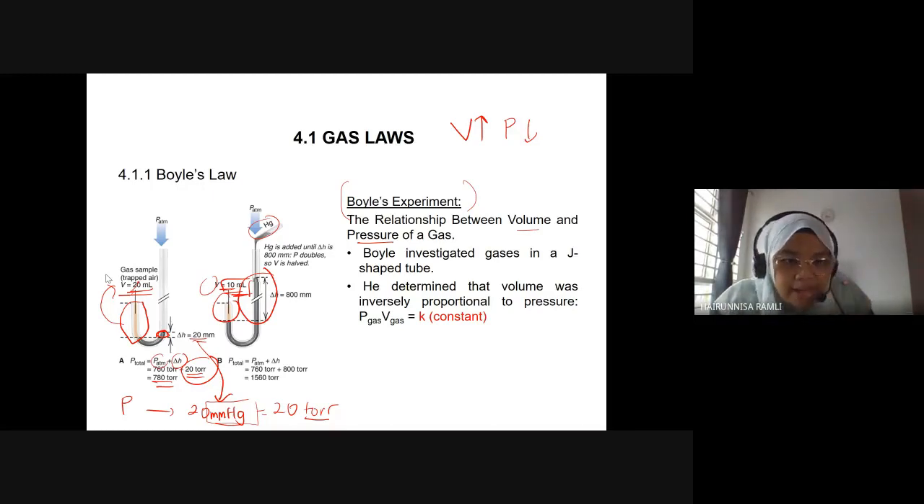So bila saya explain balik kat sini, bila you tengok balik kat sini P dengan V kan. Bila you masukkan delta H ni 800, so volume kat sini berkurang. So volume kat sini 20 mL. Asalnya tadi 20, kat sini 20 juga. Bila you add 800, so P kat sini akan berkurang lah. V. So kat sinilah relationship between pressure and volume. Okay, so bila you tengok kat sini 800 millimeter, dia akan jadi 800 torr.